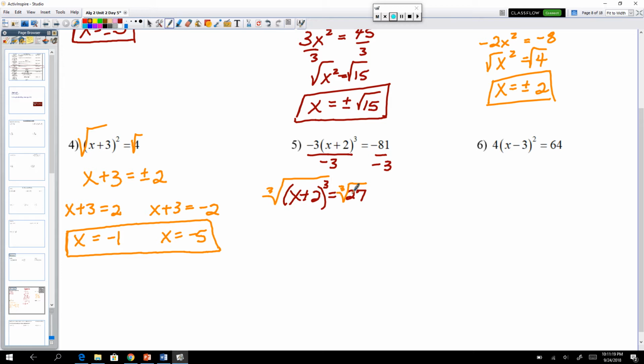Lots of mistakes are made. Raise it to the 1/3 power. Take the cube root of both sides. All right, so that will go ahead and break out your x plus 2 is equal to 3.